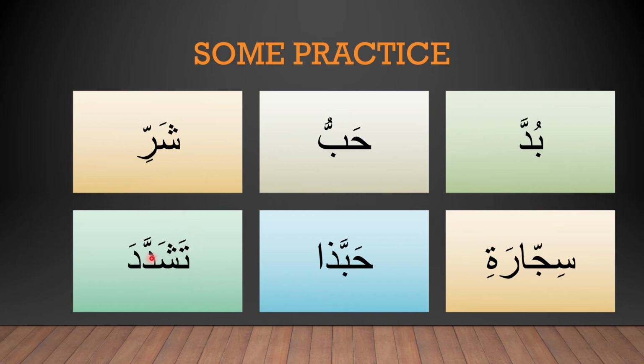Now Ta, Fatha, Ta. Sheen, Dal. So Shad, syllable type 3. So this is syllable type 1 and syllable type 3. Tashad, Da, Fatha, Da. Tashadda. Dal, Fatha, syllable type 1. Da. Tashaddada. So we are putting special emphasis on the dal here because it has a shadda, right?